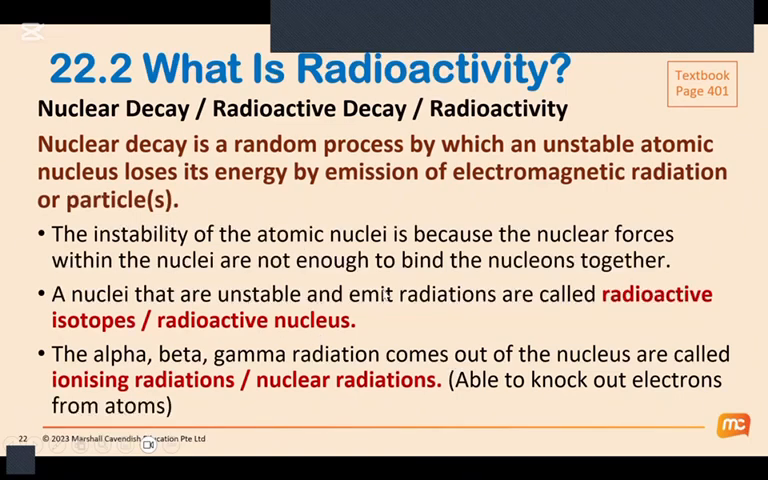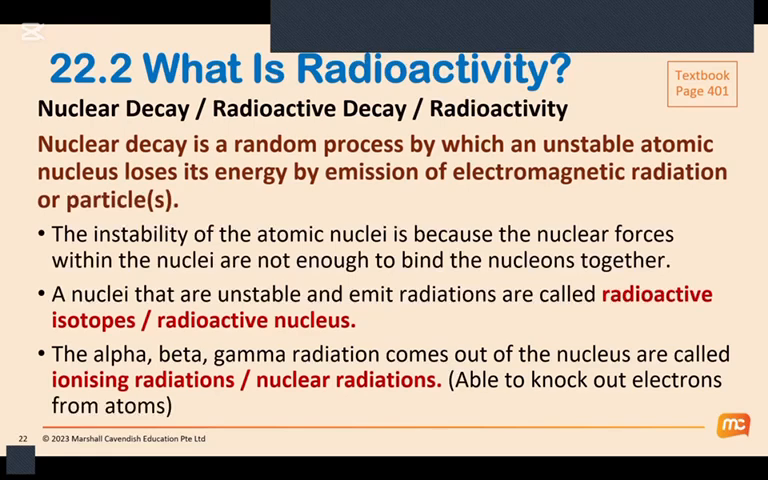We say that the atom itself is radioactive, but the alpha and beta particles that come out are ionizing. They are not radioactive. They are just ionizing. What does ionizing mean? It means that it is able to ionize other things, able to knock out electrons from other atoms so that other atoms become ions. And when other atoms change from atoms to ions, there's a change in property of that material, and that's why it's dangerous.